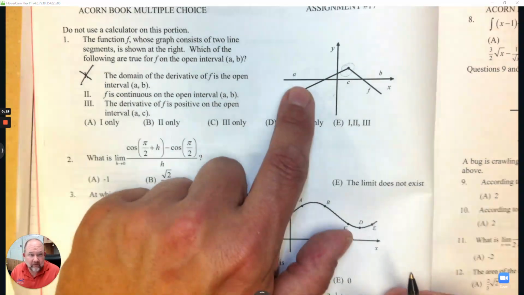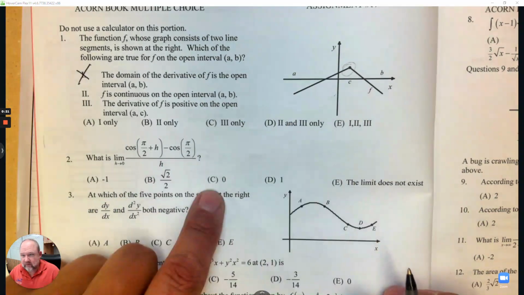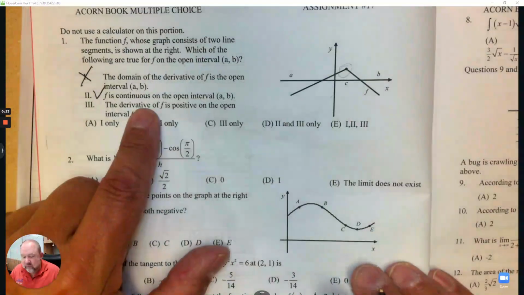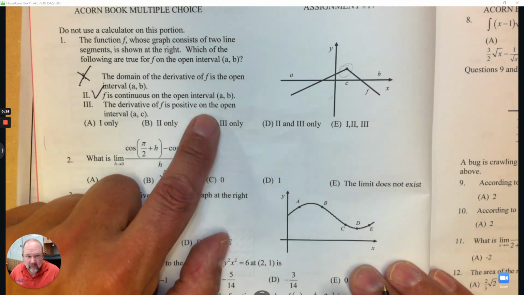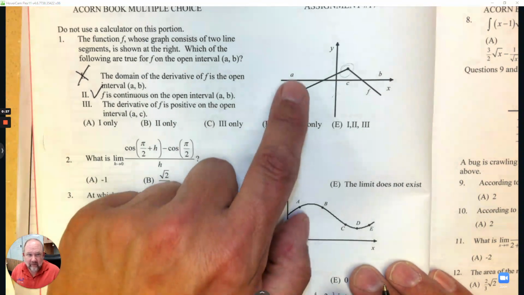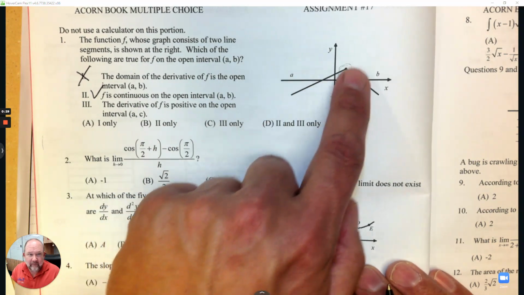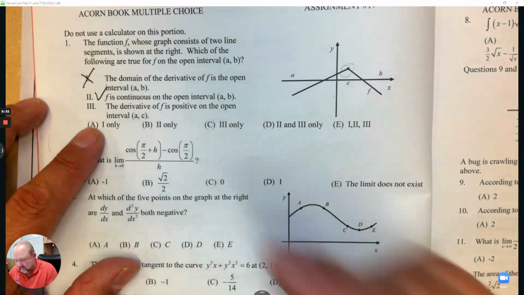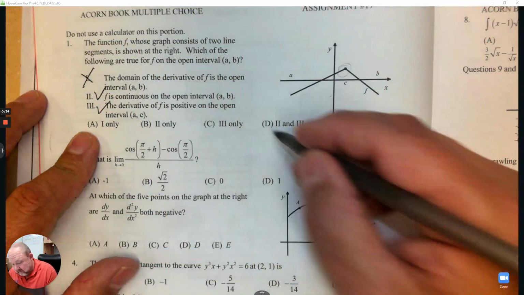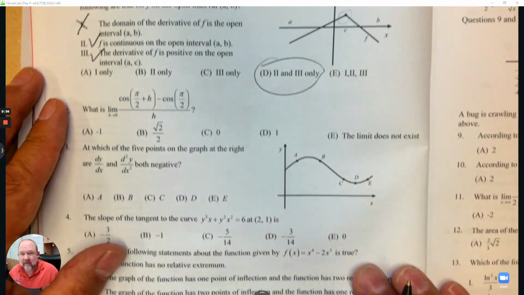It's continuous, that's true. This is a continuous function. So I got it. The derivative of f is positive on the open interval from A to C. So from A to C, is it positive? Is it rising from A to C? Yes. So the answer is 2 and 3. Done. All right, let's look at the next one.